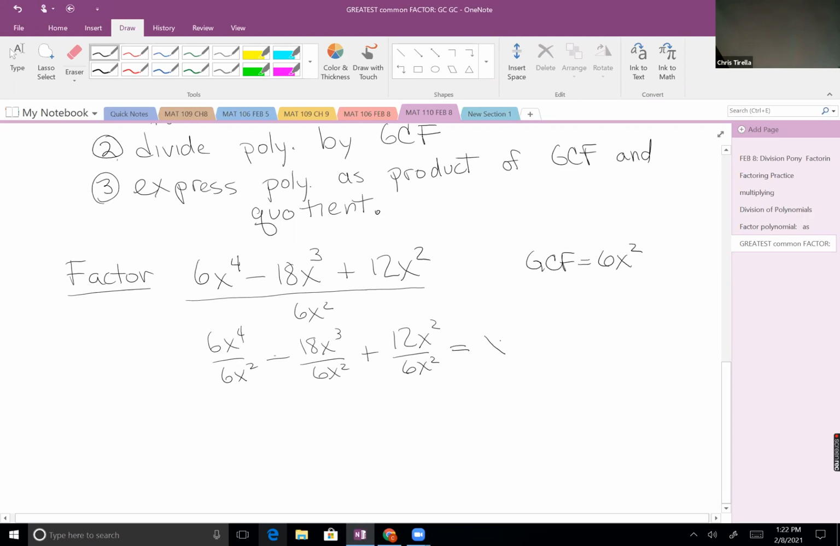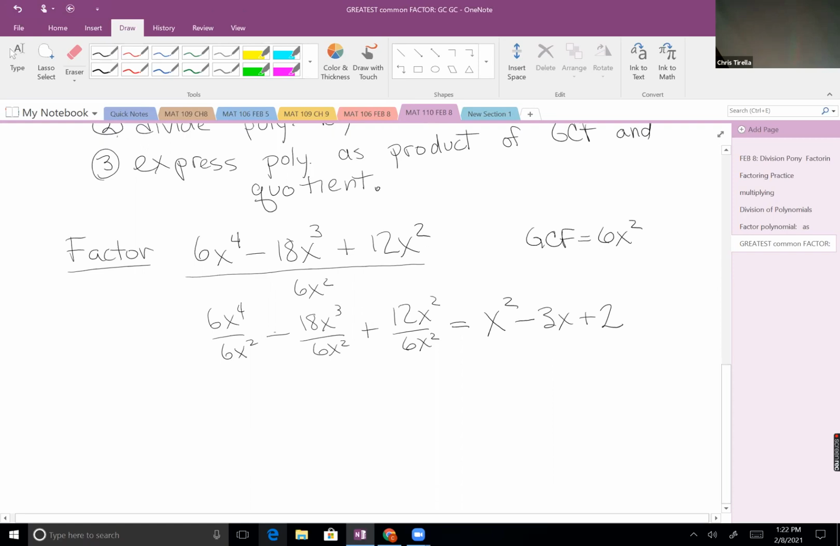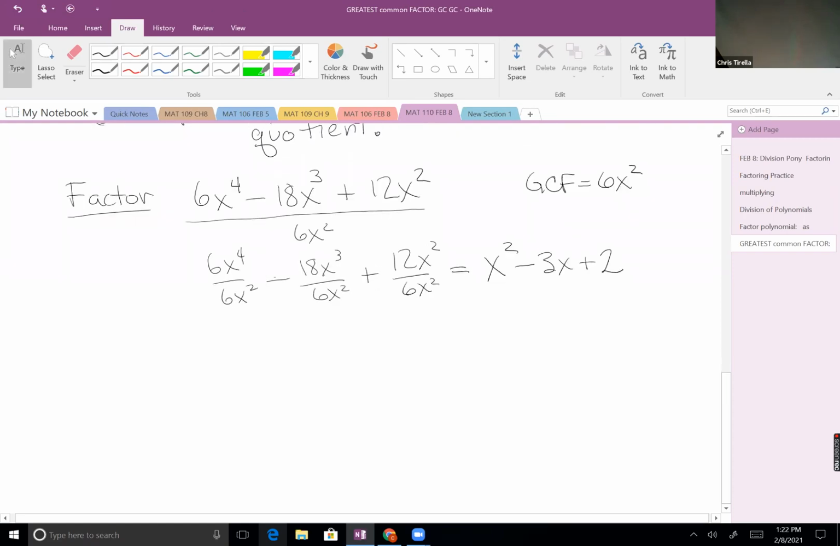I end up with 1x squared minus 3x plus 2. And so common factoring, I'd say that 6x to the 4th minus 18x to the 3rd plus 12x to the 2nd is equal to 6x squared times x squared minus 3x plus 2.